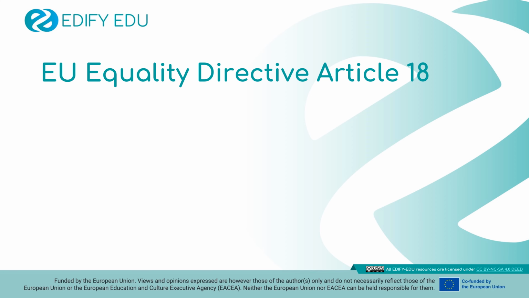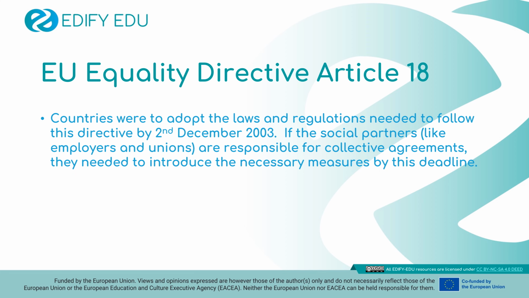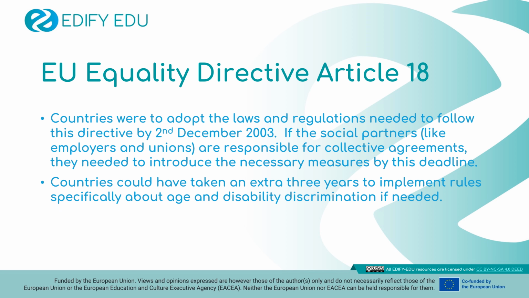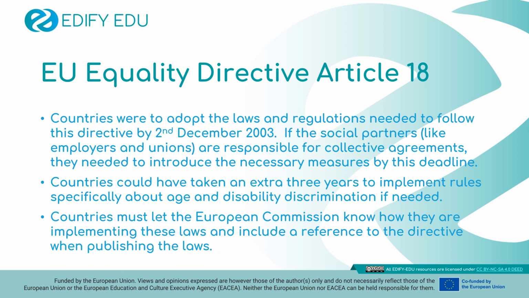EU Equality Directive Article 18. Countries were to adopt the laws and regulations needed to follow this directive by the 2nd of December 2003. If the social partners like employers and unions are responsible for collective agreements, they needed to introduce the necessary measures by this deadline. Countries could have taken an extra 3 years to implement rules specifically about age and disability discrimination if needed. Countries must let the European Commission know how they are implementing these laws and include a reference to the directive when publishing the laws.